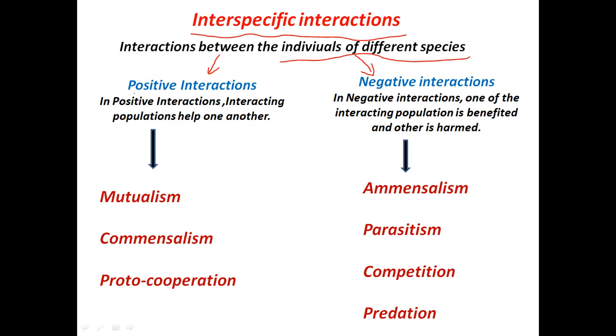So what is a positive interaction? A positive interaction is an interaction where the interacting populations help one another, or one species is benefited and the other remains unaffected. So positive interactions include mutualism, commensalism, and proto-cooperation. So we are going to discuss these three positive interactions separately here.